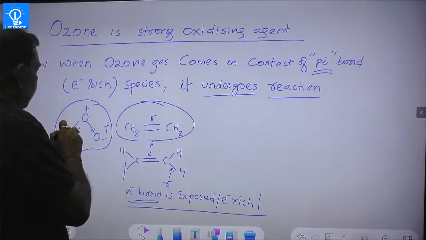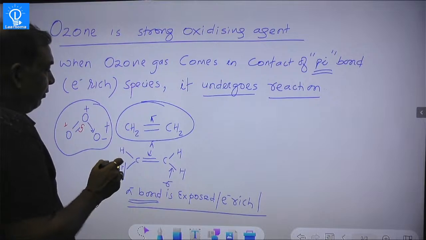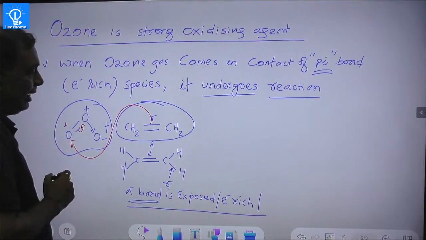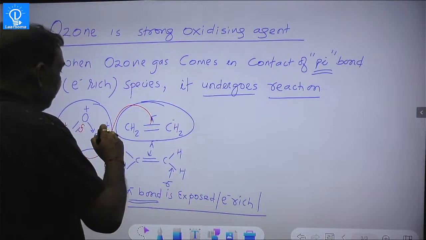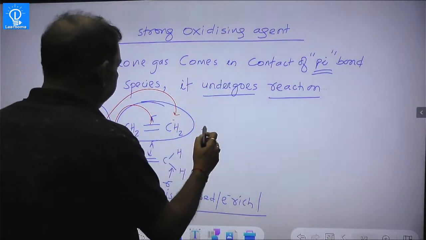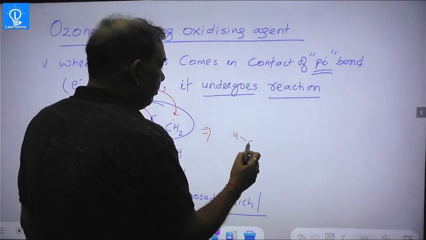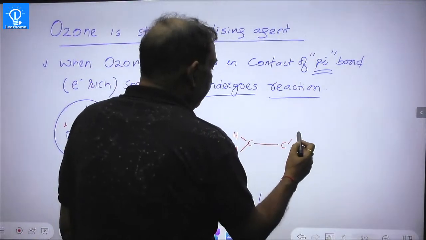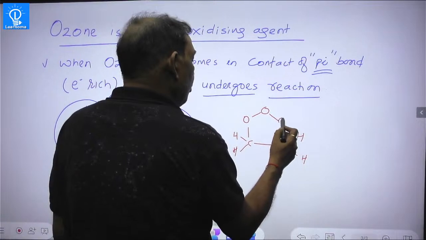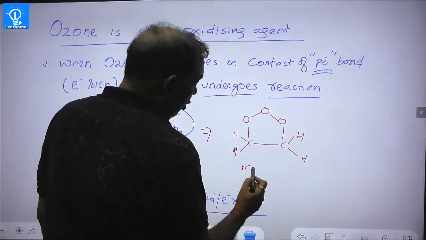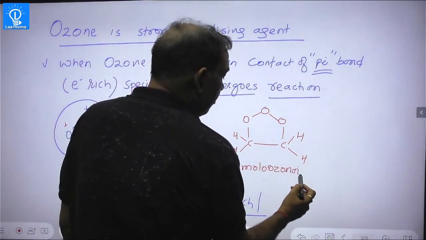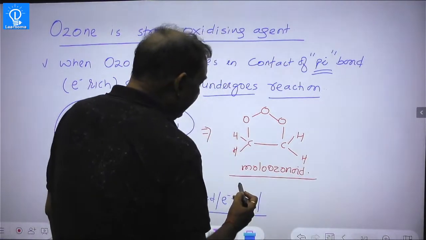This is developing a positive charge. Therefore, the pi electron goes first to here, and as soon as this gets electron deficient, the second species attacks this. This takes place simultaneously. What this means? This CH2, they dissociate the first bond and form this species called mono-ozonoid. Again, it is not very stable.